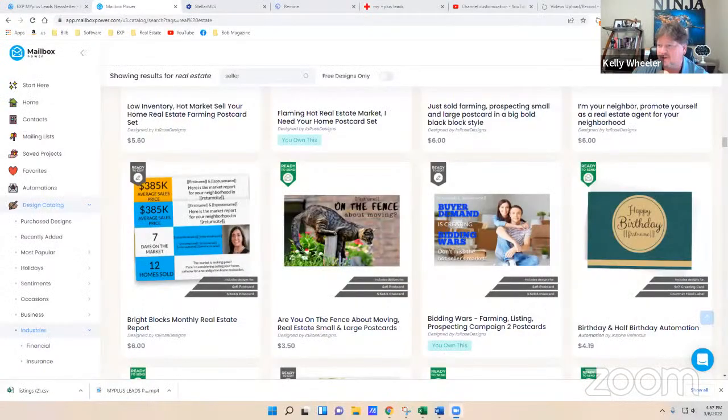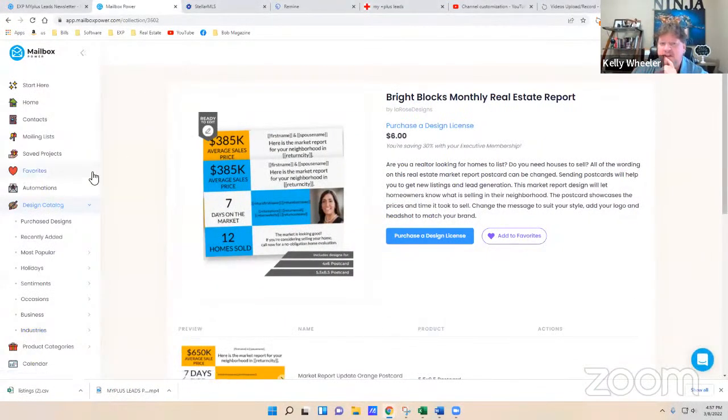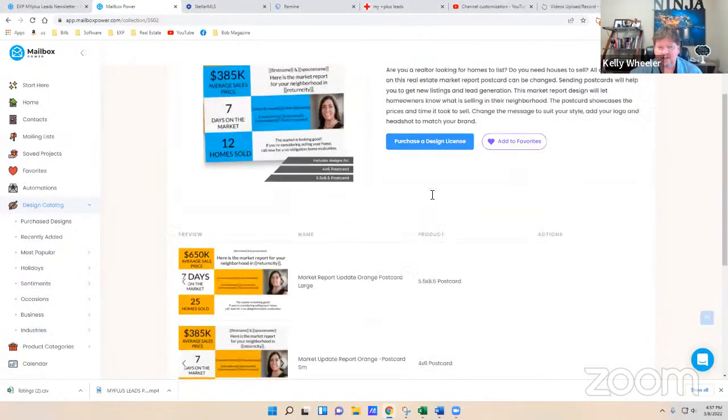Bryan, let me show them something too. Inside of Mailbox Power, you have access to an infographic type card, and you can literally get the data from your MLS. So take a look at this. And there's 4 or 5 versions of this card, but here is a card that you can send to a neighborhood. And this is one that you could easily edit. Here's what it looks like.